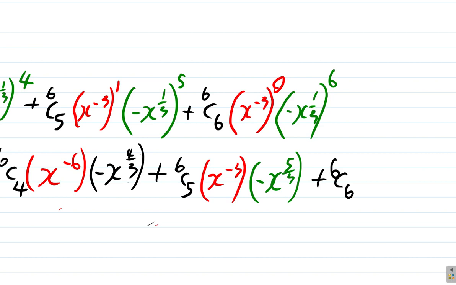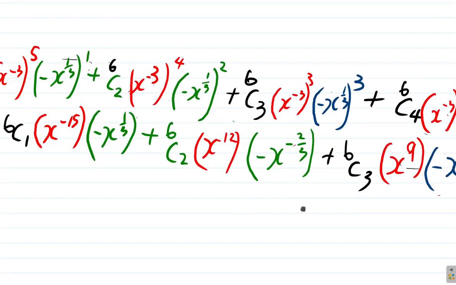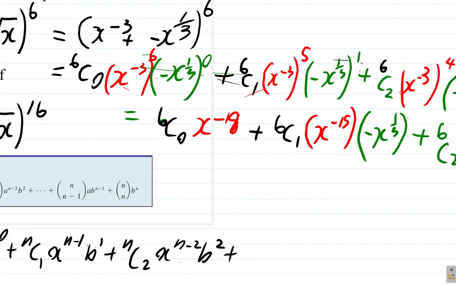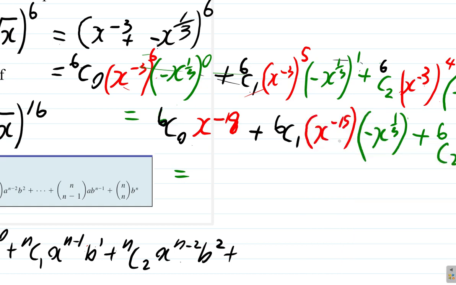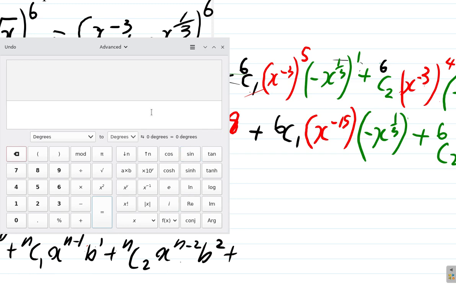After that now, you say negative x to the 6/3, which is 2. Alright, so you see what we get now. This is equal to what is 6c0. We're just going to use our calculator and work it out, as you can use a calculator and work these out.